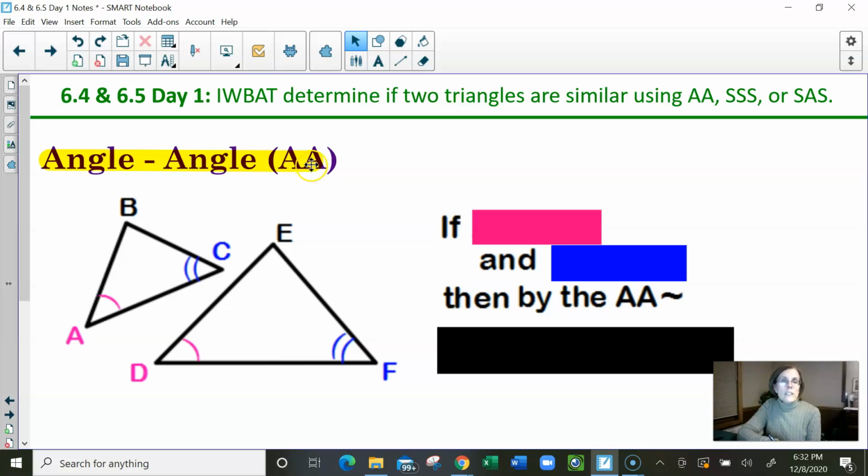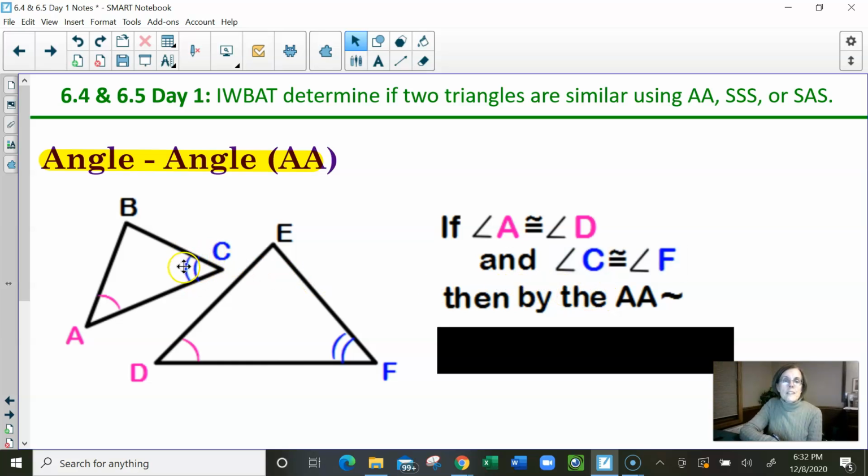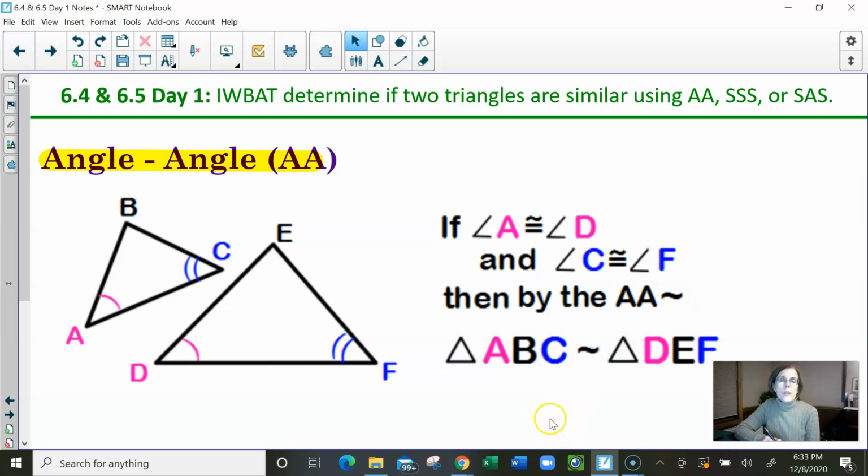So we have angle, angle, if angle A is congruent to angle D, and if angle C is congruent to angle F. So we have two pairs of corresponding angles that are congruent to each other. They're equal in measure. Then by the angle-angle similarity shortcut, we can say that triangle ABC is similar to triangle DEF.